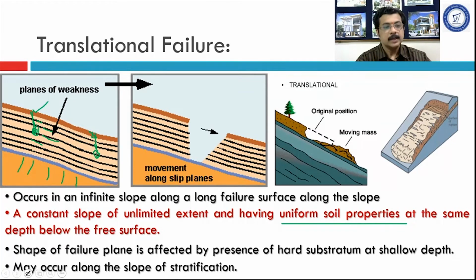Now the shape of the failure plane is affected by the presence of a hard substratum at shallow depth. At what level are we getting the hard substratum? So the shape of the plane of failure depends on this. In the second diagram you can see how these slip planes are moving. If you observe it properly, at the bottom this distance is less, at the top this distance is greater.